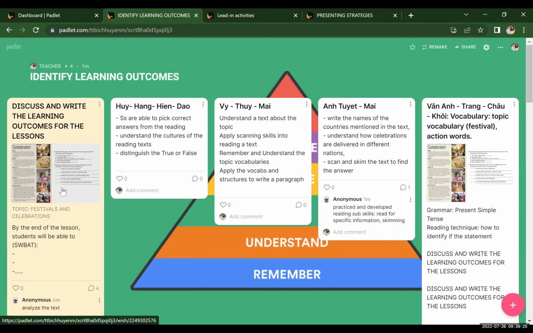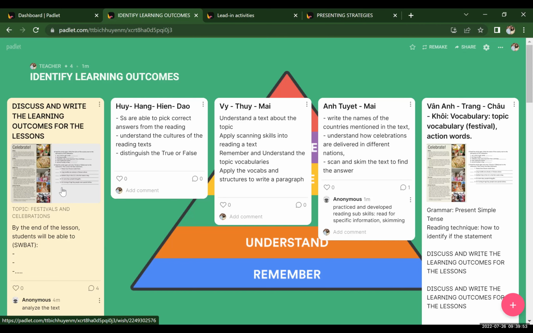the meaning of the vocabulary about what? Festival and celebration. Okay, if you have more time, then we'll be able to create sentences using the vocabulary about festival and celebration, for example. So it is about vocabulary.